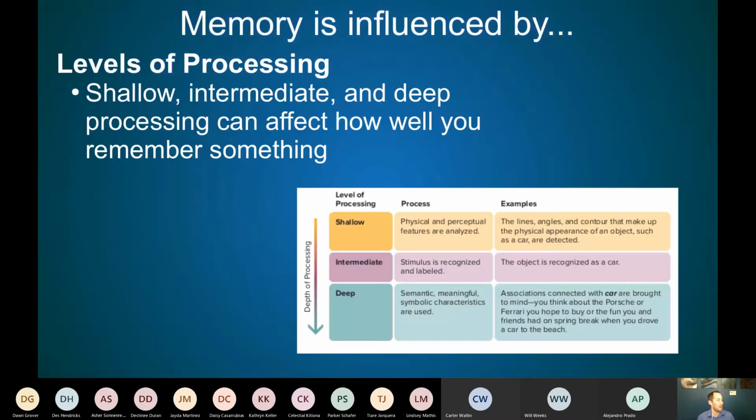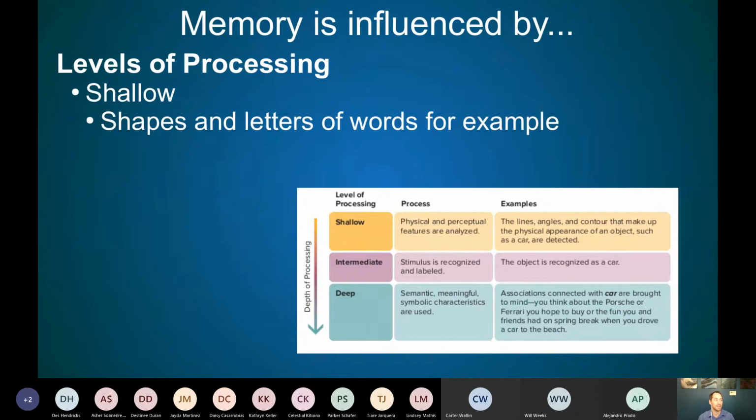It's pretty fun. So with that, memory is also influenced by the level we process things at. And so we've divided those into 3 descriptions here in the chapter: shallow processing, intermediate processing, and deep processing. Shallow processing is if you're reading something, you might recognize the shapes and letters in the words on the slide, for example. So that's really shallow. You're just noticing what's there. It's not very deep at all.